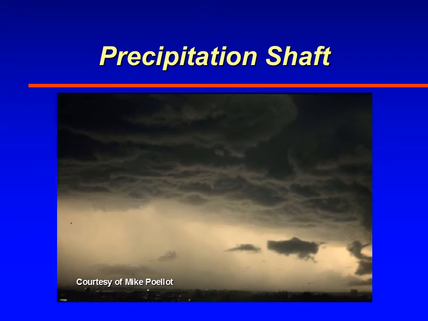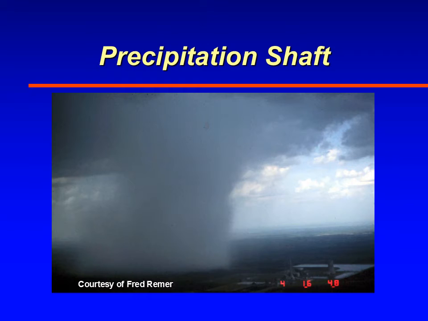The precipitation shaft indicates that the storm has reached its mature stage, and you'll find precipitation in various locations around a thunderstorm, depending upon the type of storm. Here's a picture in Florida of precipitation falling out of a thunderstorm, and you can see that as the precipitation falls, it's reaching the ground. That's not always the case. Sometimes the precipitation evaporates before it reaches the ground, and we call that virga. That depends upon the height of the cloud base and also the amount of moisture in the lower layers of the atmosphere.